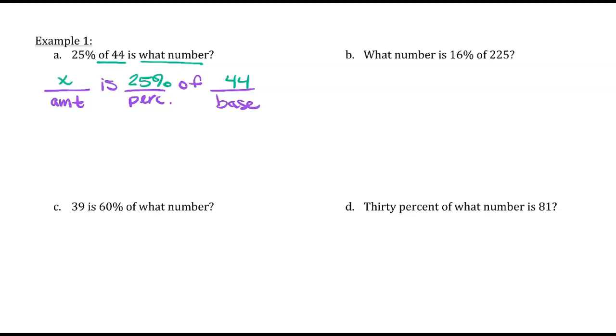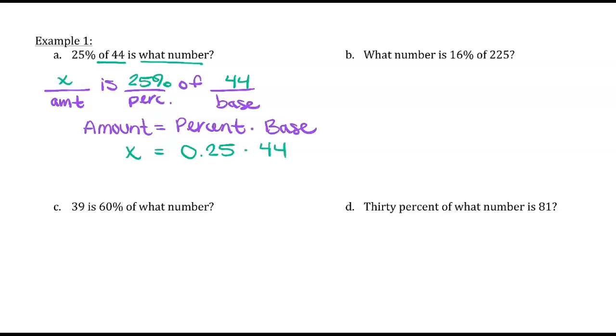Putting that into our equation, we have our amount x is equal to 0.25, which is 25% in decimal form, times the base of 44. If we do 0.25 times 44, we get 11. So we find out that 11 is 25% of 44. Let's skip to C, and we'll do the same process.